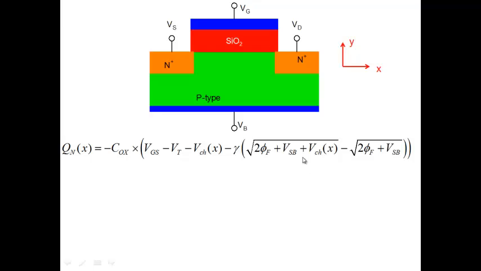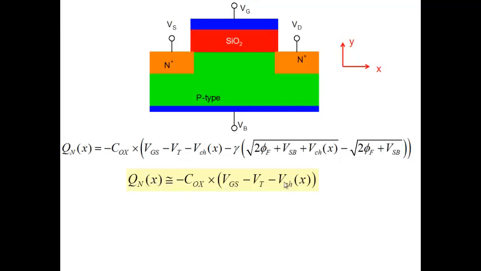Many times in simple models, this square root term causes complication for us, so what we do is approximate it. We say, well, this term is a square root here, minus square root of this. This is not too large, and we take it as 0. And we say Q inversion at any point X is equal to minus Cox, VGS minus VT minus V channel at that particular point. So it's a simplified model where we are ignoring this term, and we get the inversion charge at any point in the channel.